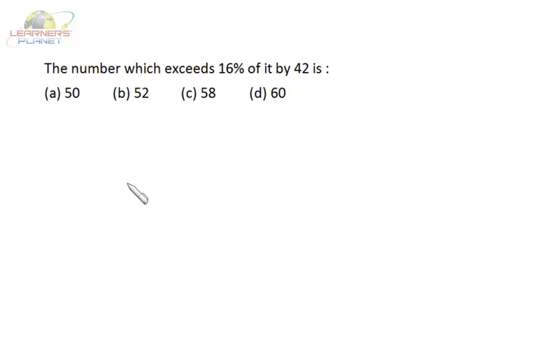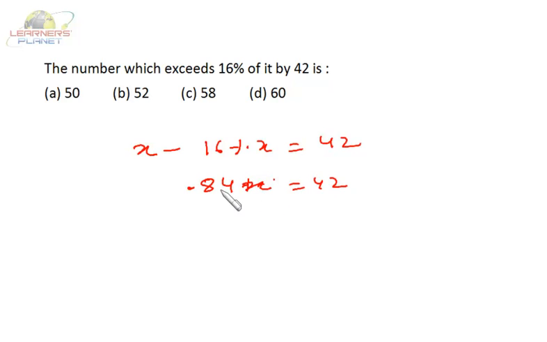Let's see this question. The number which exceeds 16% of itself by 42. That means we are calculating 84% of that particular number. Okay, x minus 16% of x is 42. That means precisely we are calculating 84% of x. So 84% of x, or we can say 0.84 of x, is 42. So x must be 50.